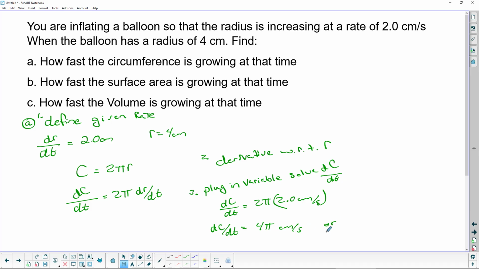Or if you don't like pi, you could multiply that by 3.14 and get whatever it is, 12 point whatever it is. I just usually leave it as 4 pi. But 4 pi is 12.56.